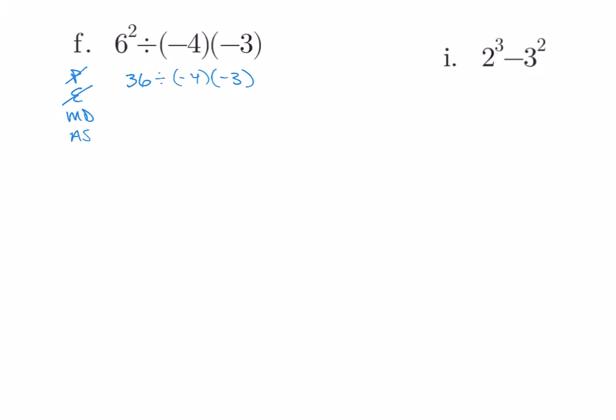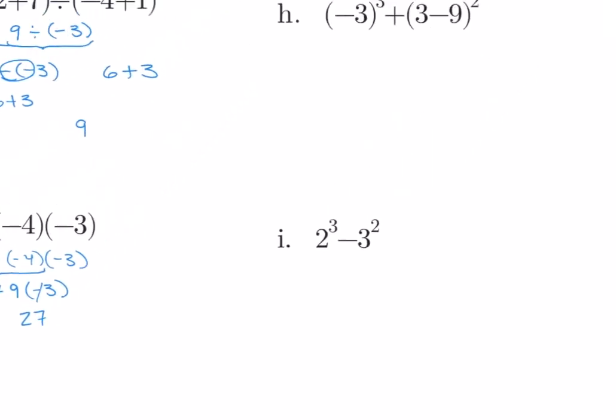Now be careful because this is kind of a trick question. Remember that you do need to do your multiplications and divisions from left to right. So this one, since division is first, I want to divide first. We get 36 divided by negative 4 is negative 9. Times negative 3. 9 times 3 is 27. And our negatives cancel, so we get positive 27. All right, let's try a couple more.